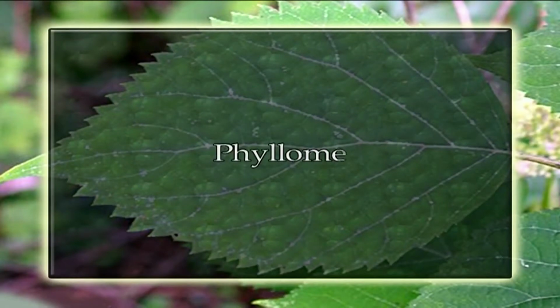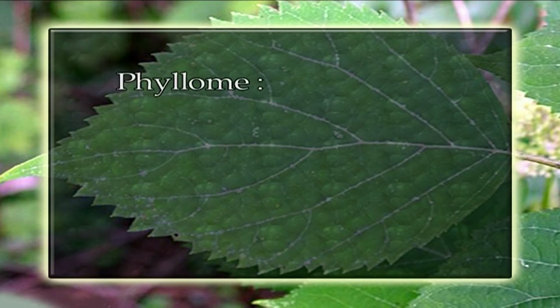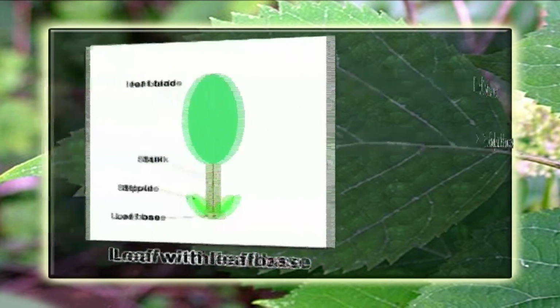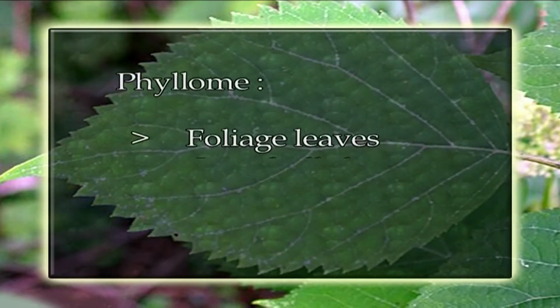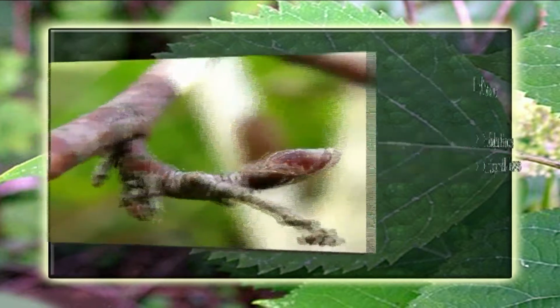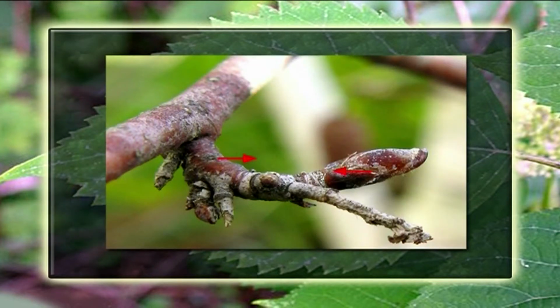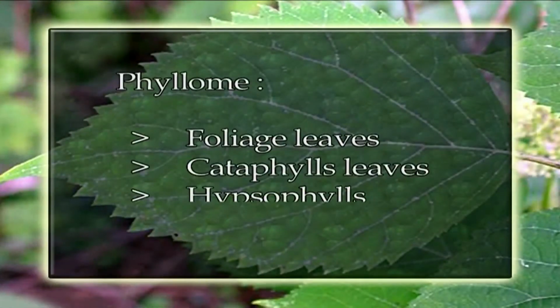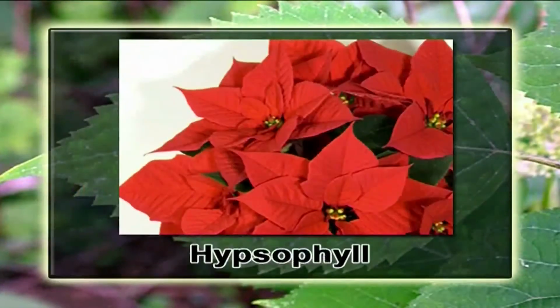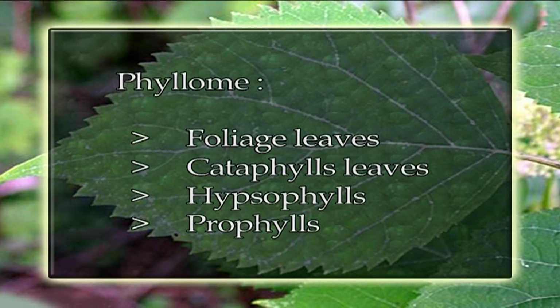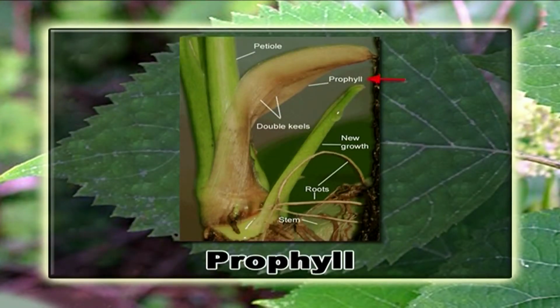Morphologically, the leaf is the most variable plant organ in the spermatophytes. The collective term for all the types of leaves appearing in the plant is the phyllome. Phyllomes have been classified into four types. Number one, foliage leaves or photosynthetic leaves. Second, cataphylls, that's leaves that appear on buds and on underground stems. Third, hypsophylls, a type of bract that accompanies the flowers. And fourth, prophylls, these are floral organs like sepals and petals and others.